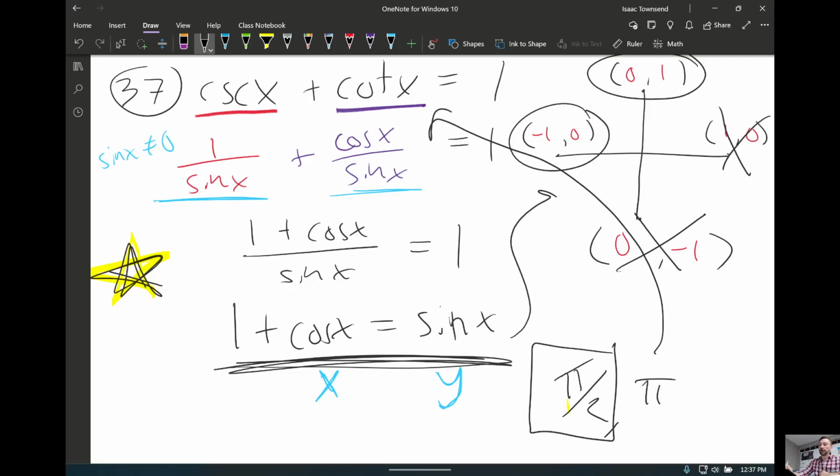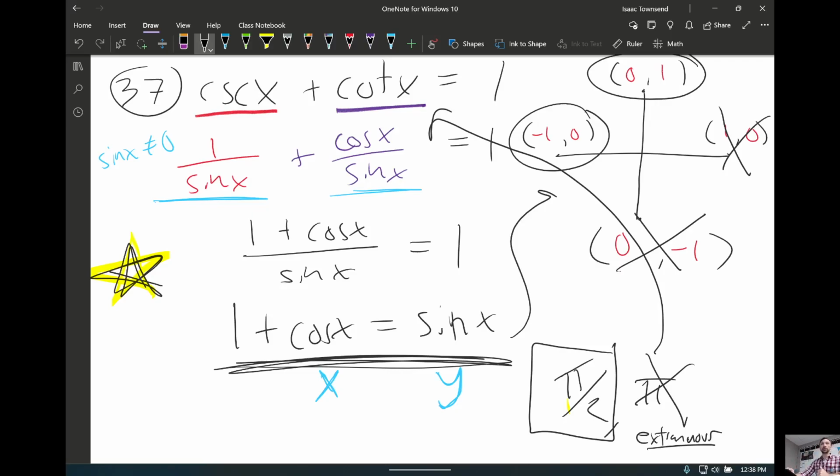Because if you plug in pi here, you get 1 divided by 0, which is undefined. If you plug in pi in these, you're going to get something over 0. You can't divide by 0. This should not be one of your final answers. This is what we call extraneous in mathematics.